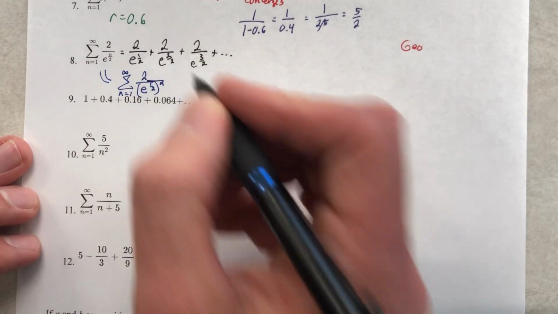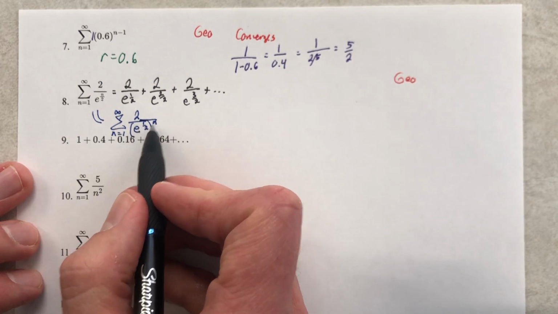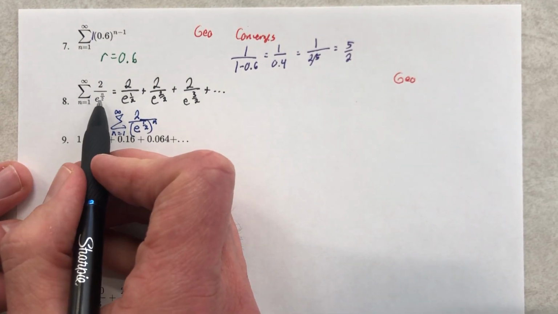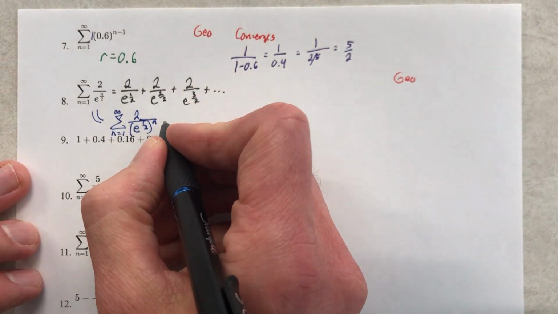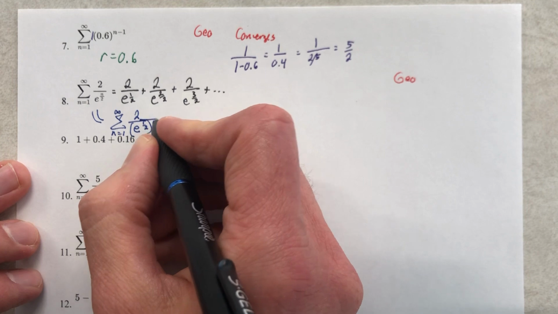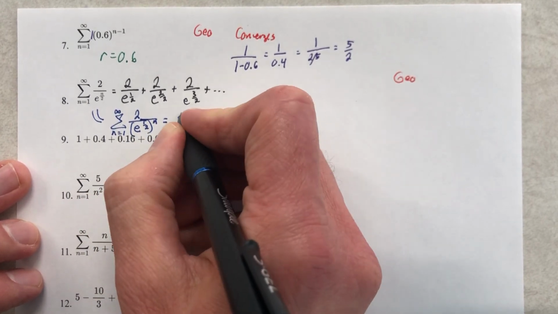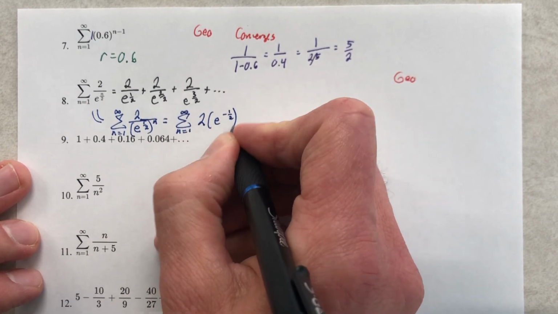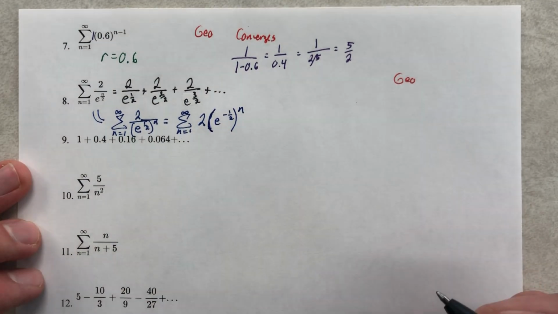Okay, so totally doable. There we go. This is e to the 1/2 to the n because 1/2 times n would give me n over 2, which is what that is. And a power to a power, multiply, right? So now we have a situation where we have the sum from 1 to infinity of 2 e to the negative 1/2 to the n. That's what we have, okay?